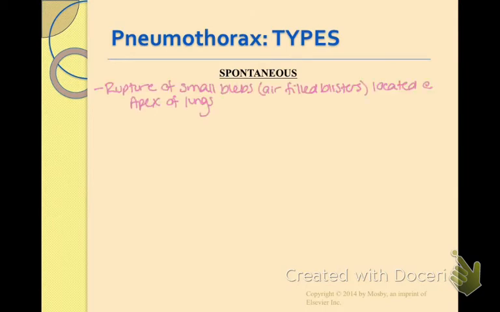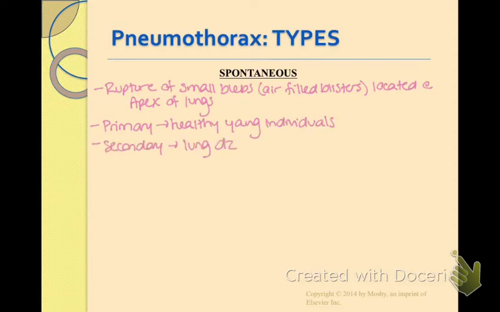So there are different types of pneumothorax. Now we're going to talk about the different types. The first one is spontaneous. This is where there is a rupture of small blebs, or air-filled blisters, located at the apex of the lung. There's primary, which is in healthy young individuals, and secondary, which is in lung disease. So this would be a type of closed pneumothorax. It's where these little blebs that are sitting on the lung rupture and release air into that pleural cavity.